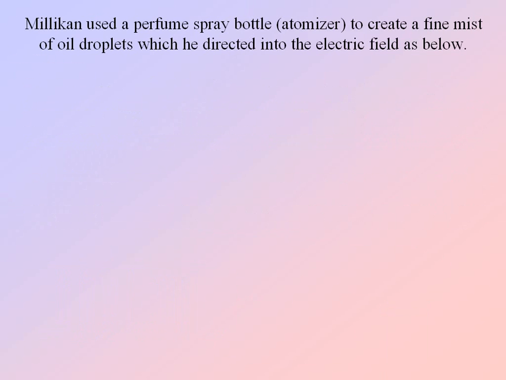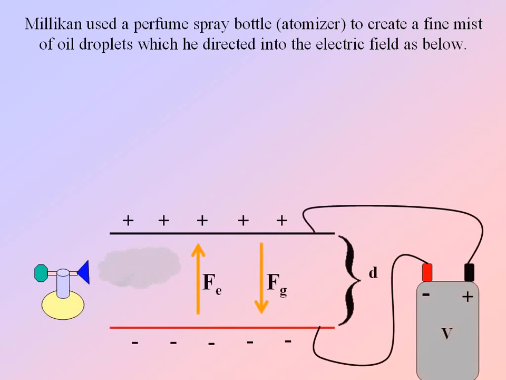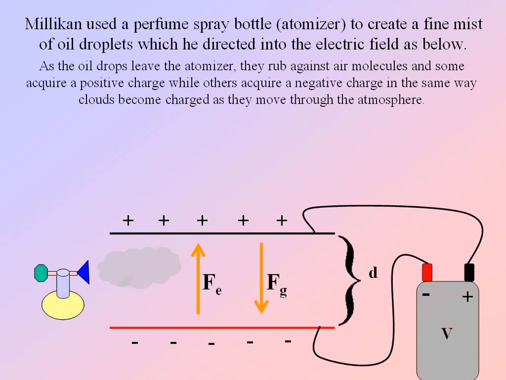Millikan used a perfume spray bottle, or an atomizer, to create a fine mist of oil droplets, which he directed into the electric field as shown below. As the oil drops leave the atomizer, they rub against air molecules. Some acquire a positive charge, while others, which Millikan was more interested in, acquire a negative charge in the same way that clouds become charged as they move through the atmosphere.